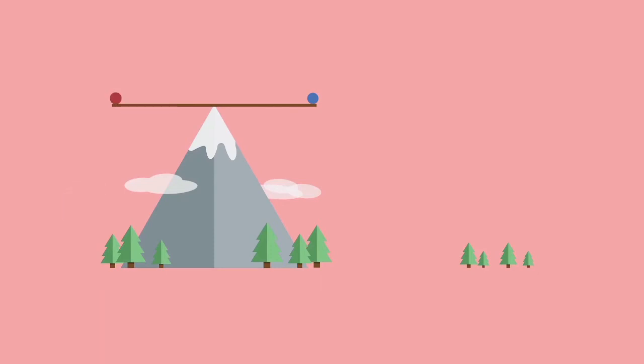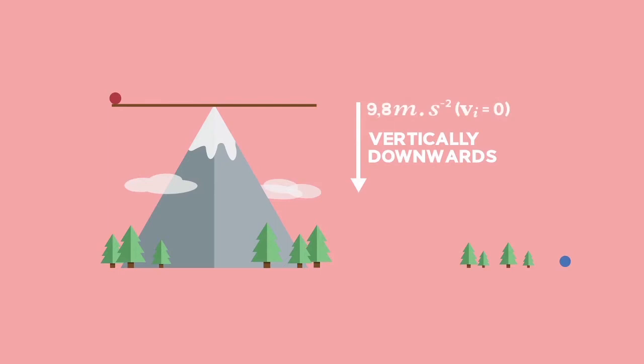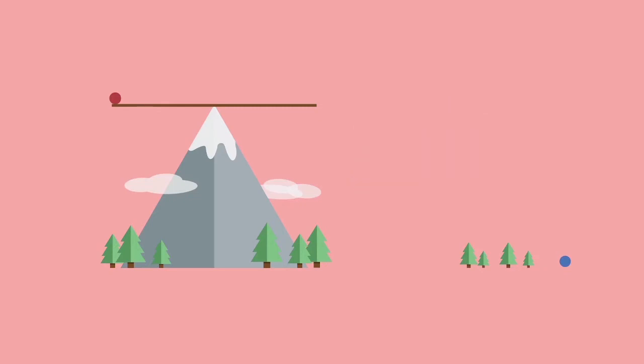A body which is thrown horizontally outwards from a height above the ground has two simultaneous motions. One, it accelerates vertically downwards from rest at 9.8 meters per second squared, Vi is equal to 0. Two, it travels horizontally outwards with constant velocity.